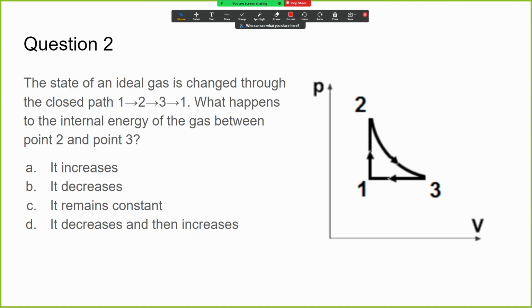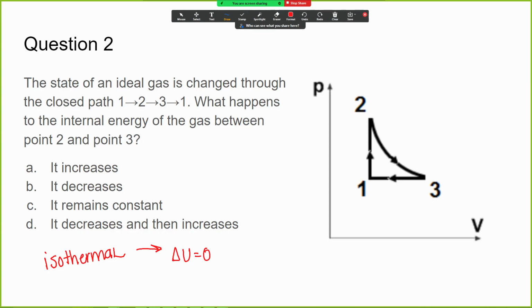The state of an ideal gas is changed through the closed path 1 to 2 to 3 to 1. So what happens to the internal energy of the gas between points 2 and 3? If I look at 2 to 3, and I look at what kind of graph that resembles, so that I can figure out what kind of process it is, I could say that from 2 to 3, that is an isothermal process. So in an isothermal process, internal energy will not change. So isothermal means that delta U equals 0, and that's important to note.